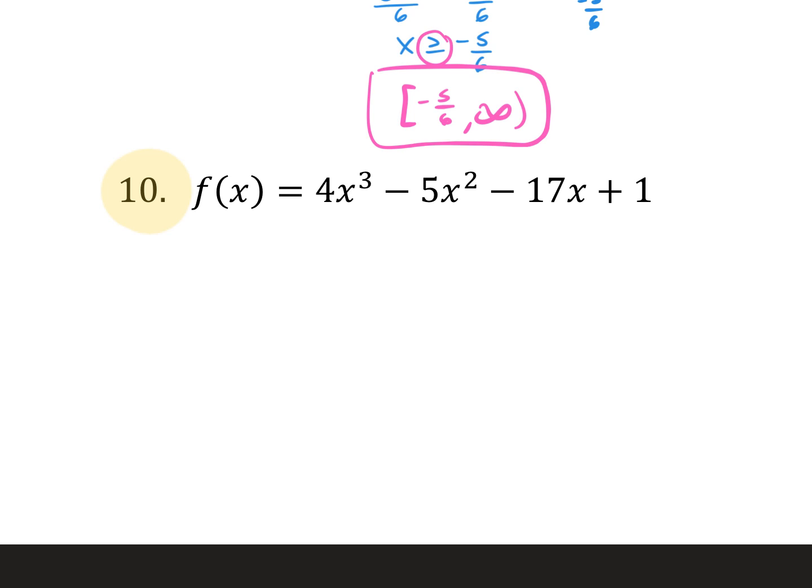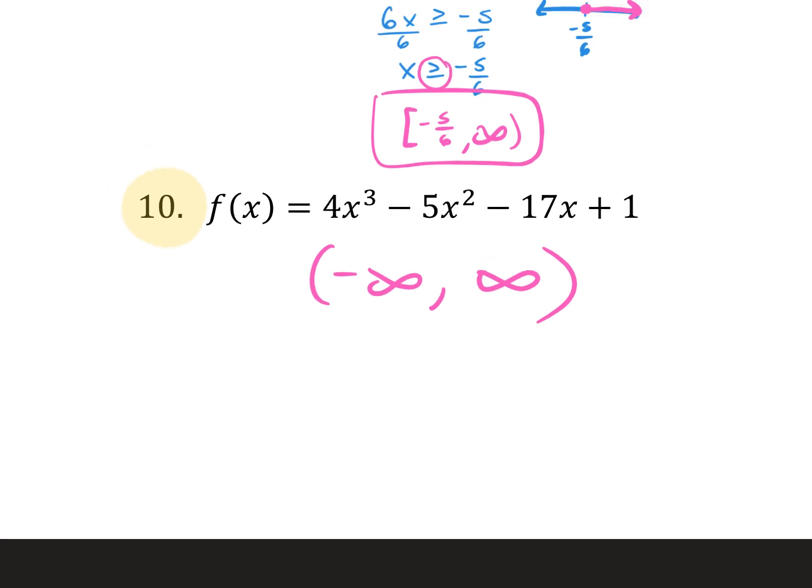For 10, do I have a fraction? No, I don't have x in the denominator of a fraction. Do I have a radical? No, so what's my domain going to be here? No. All real numbers. How do I write that as an interval notation? Negative infinity to infinity. Perfect.